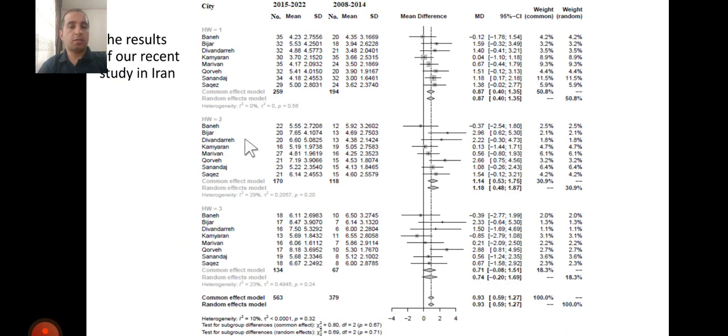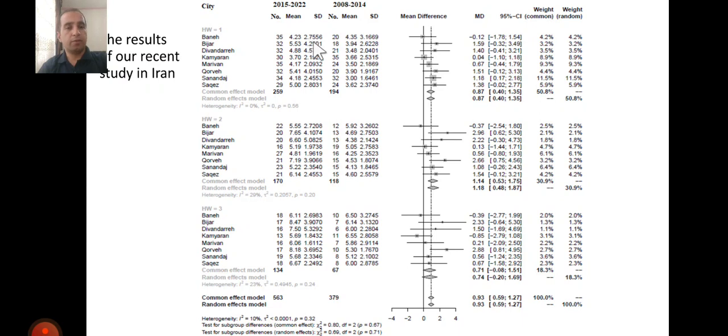Here in this figure, I brought you the result of our study currently conducted in a region of Iran. In this study, we compared the number of heat waves along with their duration between two periods. The first period was 2008 to 2014, and the second period was 2015 to 2020.